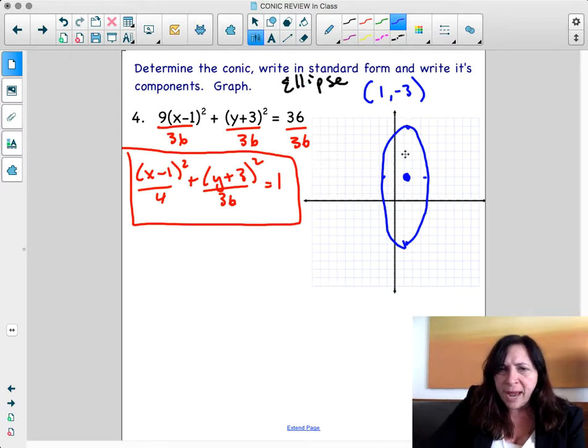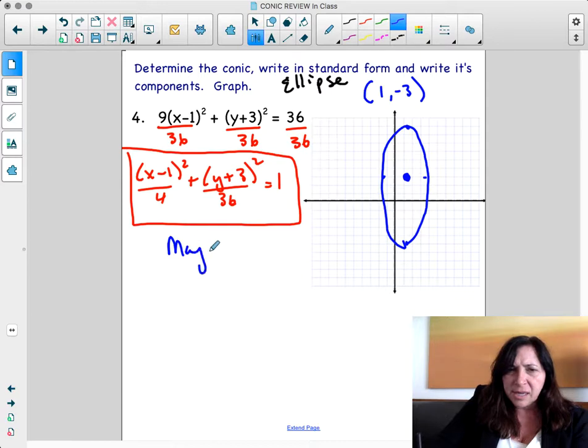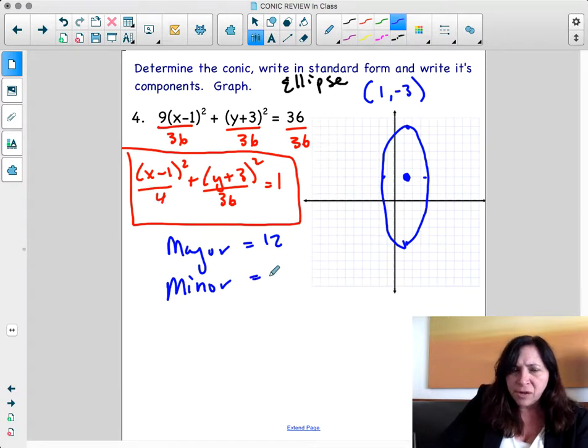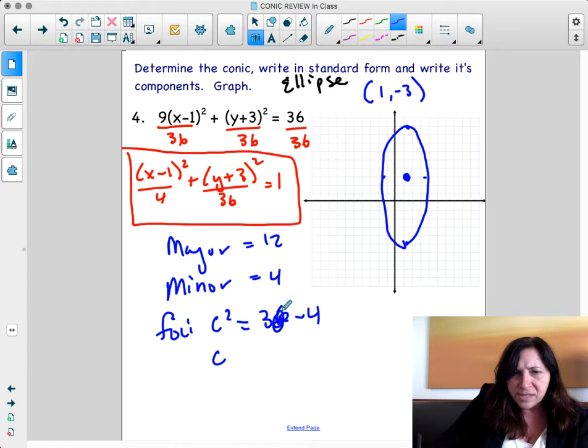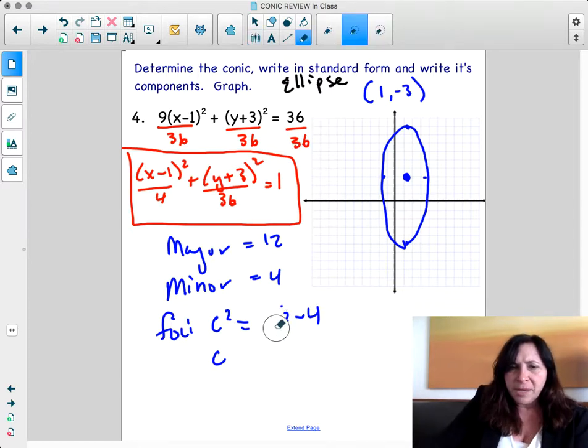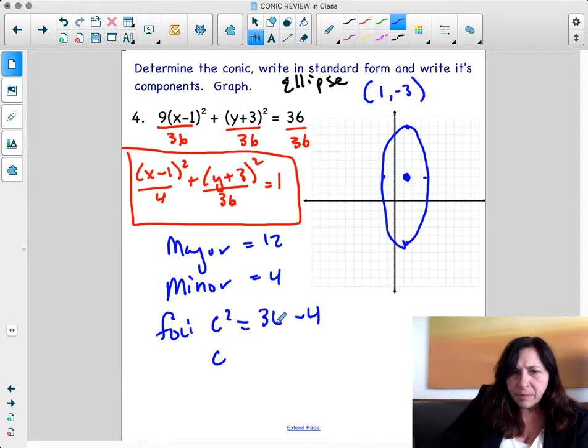We know that the major axis is going to be 12. And we know that the minor axis is going to be 2 times the square root of that. So that's going to be 4. We know that the focal points, our foci, are going to be at c squared equals a squared minus b squared. So 36 minus 4, which is the square root of 32, which is 16 times 2. So that's plus or minus 4 root 2.